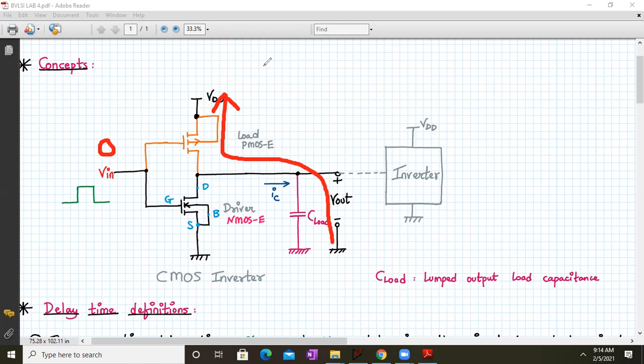Now let me take another color over here. Whenever the input is 1, the capacitor will discharge via the PMOS transistor, sorry, the NMOS driver transistor. So whenever the input is 0, the capacitor will charge towards VDD via the PMOS load, and whenever the input is 1, the capacitor will discharge via the NMOS driver. So that's what it is.